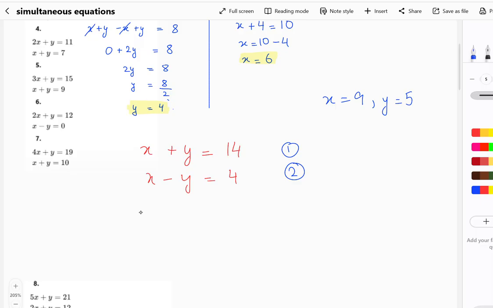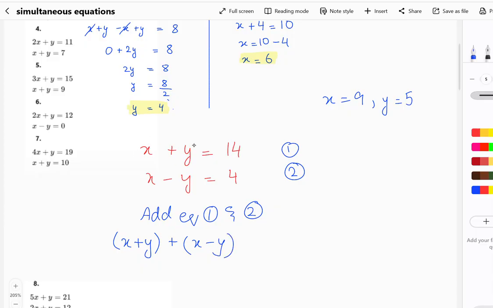Okay, so I'm going to add equation 1 and 2. The left hand side with the left hand side. I'm going to write it in brackets so that you don't confuse it. x plus y, and then we're adding it with x minus y.